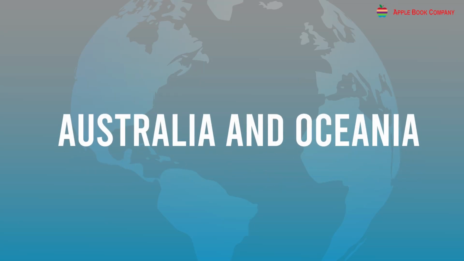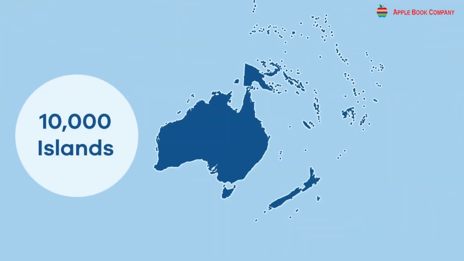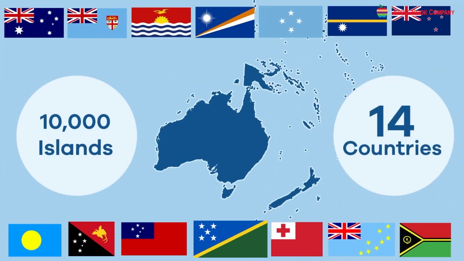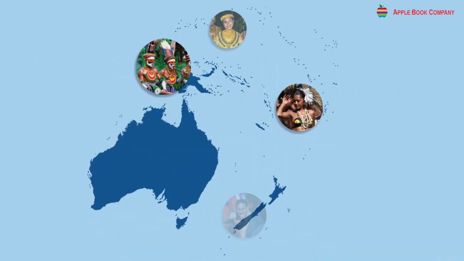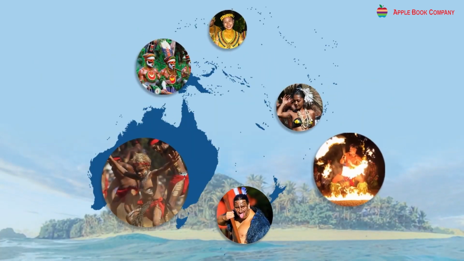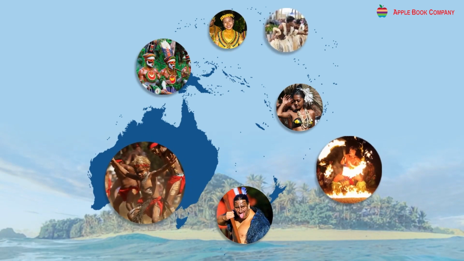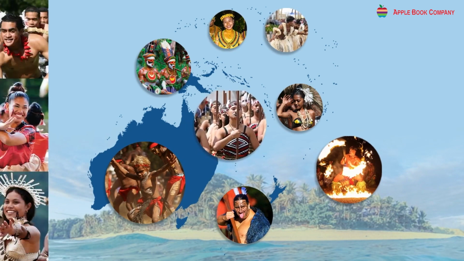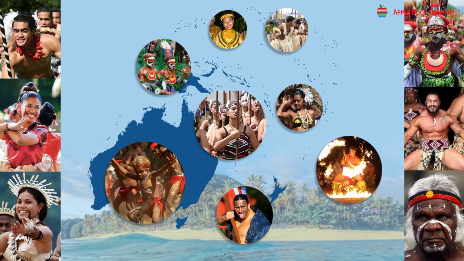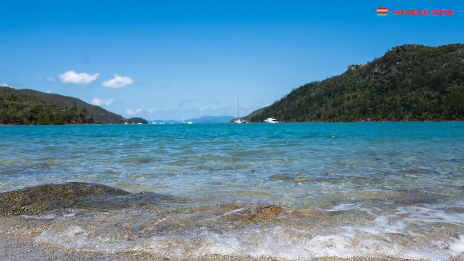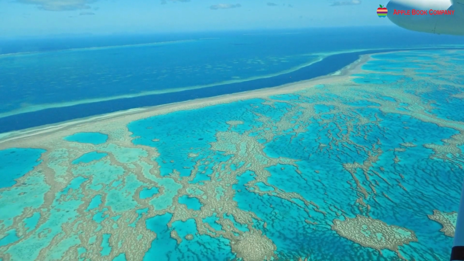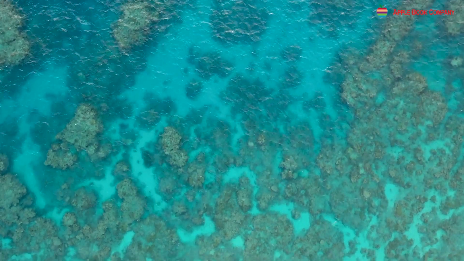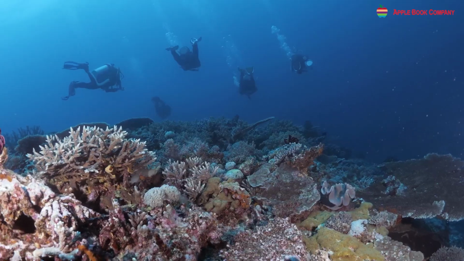Australia and Oceania. Australia and Oceania together form the smallest continent. Important countries include Australia and New Zealand. Oceania refers to a group of small islands in the Pacific Ocean. Together, Australia and Oceania are also called Australasia. The Great Barrier Reef, the world's most famous coral reef, is located off the northeastern coast of Australia.